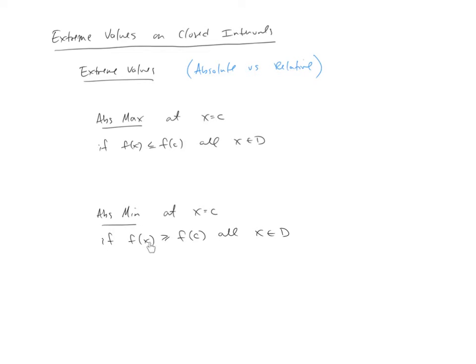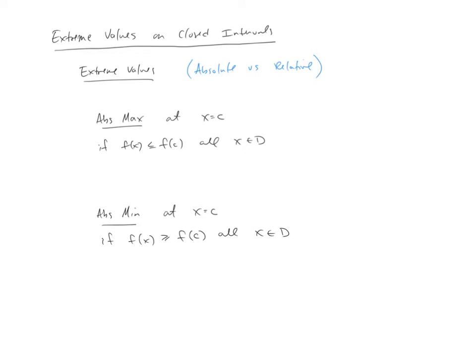All other y values are bigger or equal to this one particular y value for all x in the domain of f. Okay, so when we talk about absolute max and absolute min, we're talking about the absolute highest point and the absolute lowest point on the graph of f on its entire domain. Okay, so that's the absolute max and the absolute min.